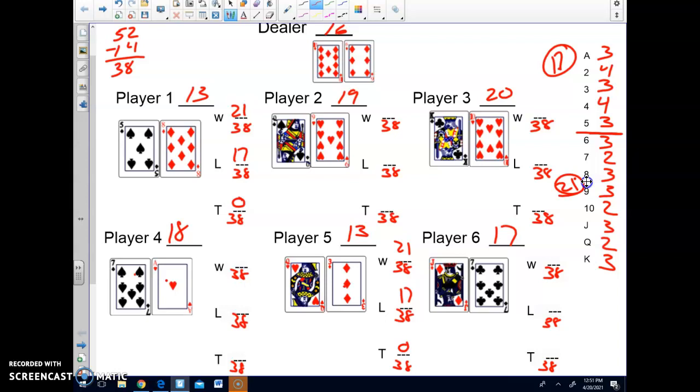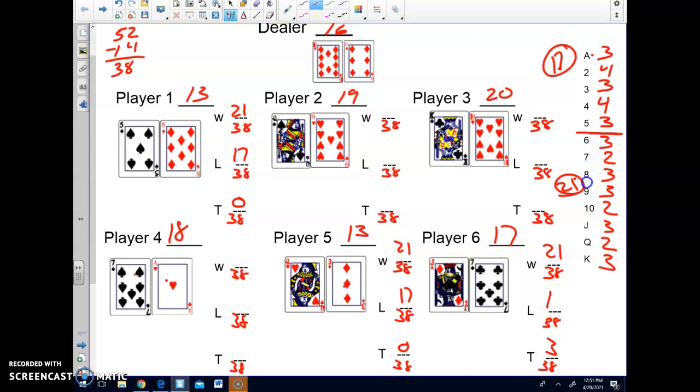Now, when my score is 17, my wins is the same. The only way to win when you have 17 is for the dealer to go over 21. But I can tie. If an ace comes, and there's 3 of those, the dealer is at 16 plus an ace, which is 1, is 17. Therefore, the dealer and you tie. So there's 3 cards that cause you to tie.